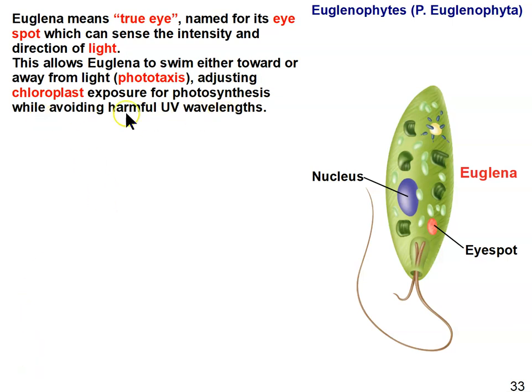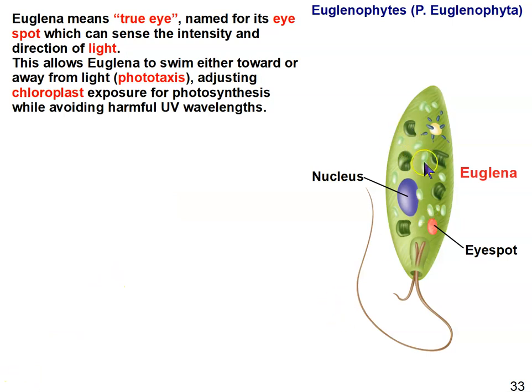And it points out here what's harmful about too much light, too intense light, is too much ultraviolet radiation, UV, ultraviolet. That's the same thing that we need to be concerned with when we go out into the sun. That's why you want to wear sunscreen, because ultraviolet radiation can damage DNA and cause skin cancer.